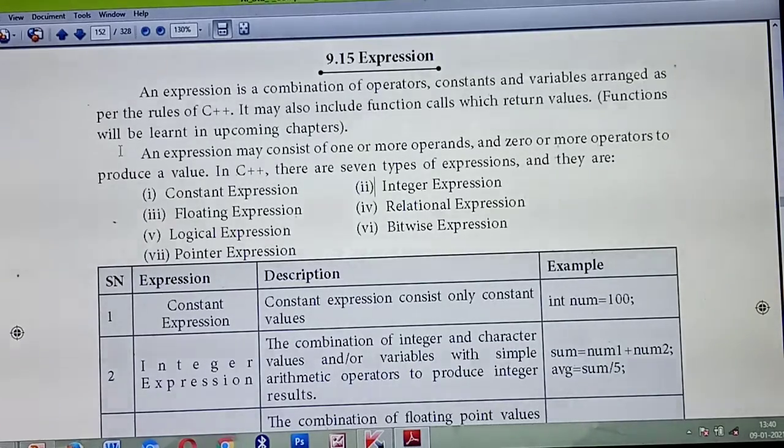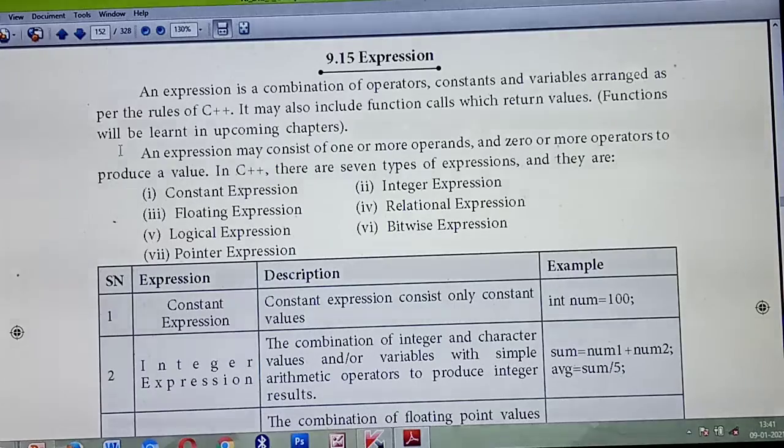Okay. Listen. Then this expression may contain one operand or two operands or more operands. For example, a plus b equal to 5. Example I am telling. So how many operands are there? a and b. Two operands. How many operators are there? Only one. That's a two operand expression. Listen, next thing. a plus b plus c equal to 5. How many operands are there? 3. What are they? a, b and c. How many operators are there? Plus and equal to. Understood?